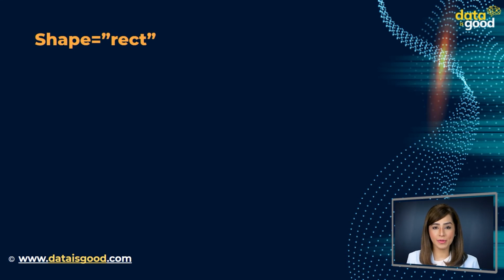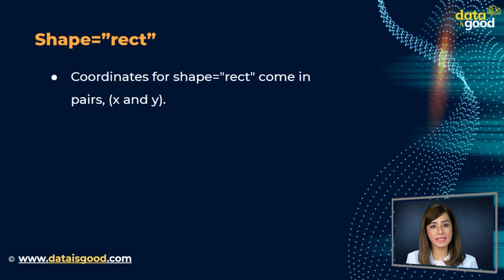Now we'll see an example of shape. Shape is equal to rect. The coordinates for shape equal to rect come in pairs, one for the x-axis and one for the y-axis.